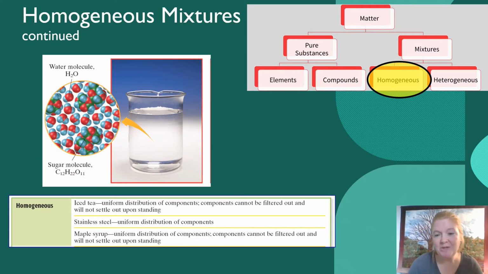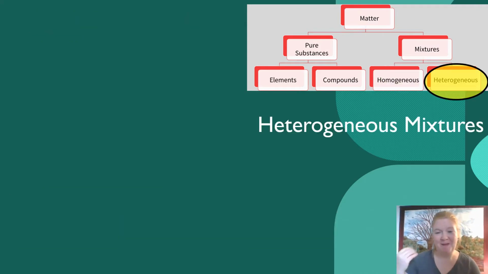All right, so just a little closer, you can see a homogeneous mixture. When you look at it, that's sugar water. The molecules of sugar and the molecules of water are distributed uniformly. They're distributed evenly. Iced tea, stainless steel, maple syrup are other examples of homogeneous mixtures. It's evenly spread out.